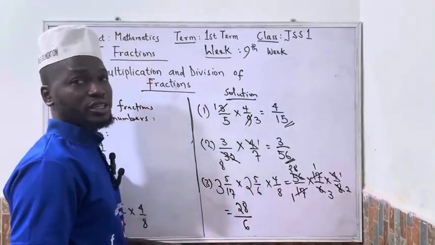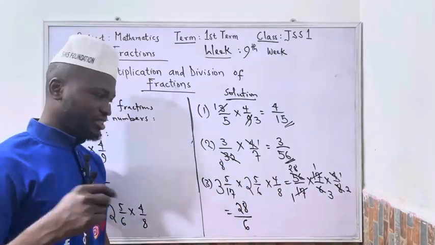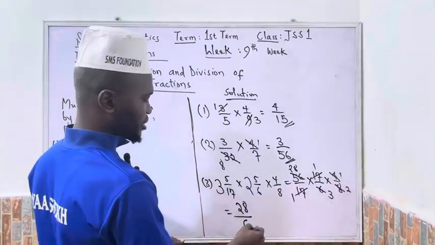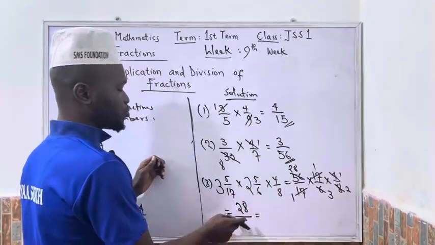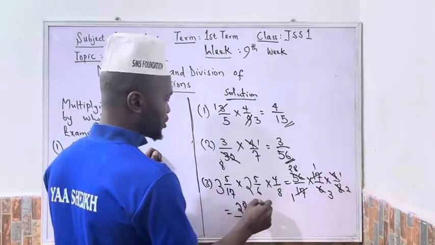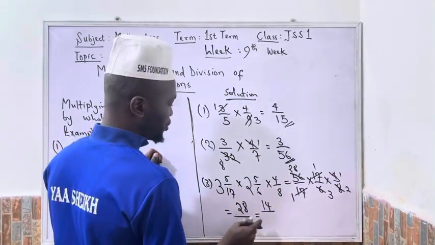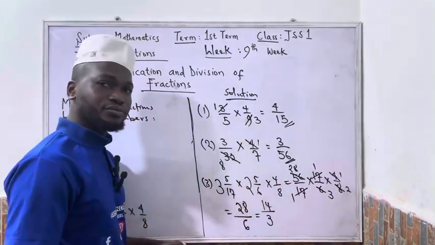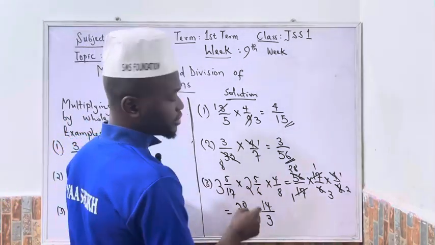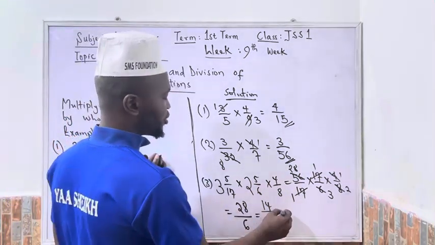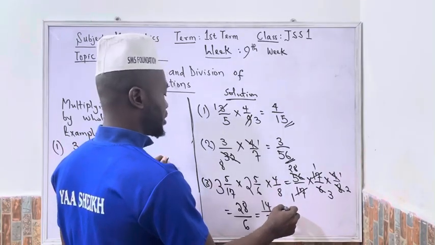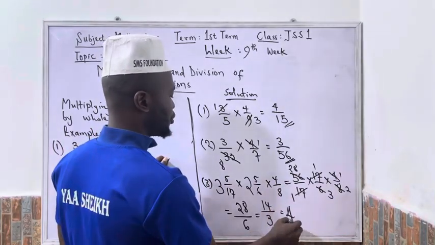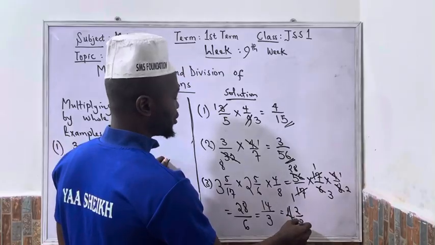So I have 28 over 6, which I can still write as, okay, this can still be reduced, actually. So 2 can still go in both. 2 in 28, that will give me 14. 2 in 6, that will give me 3. Now, I can simply write this as a mixed fraction. How many 3 in 14? That will give me 4, remainder 2 out of 3.